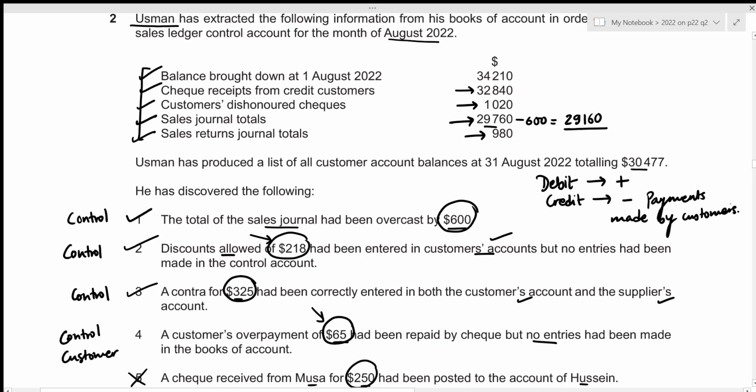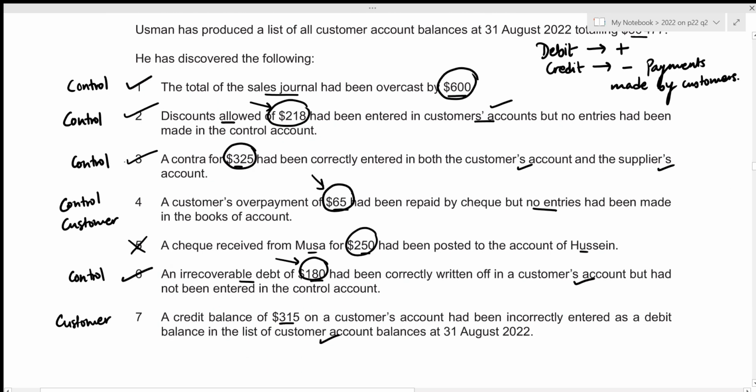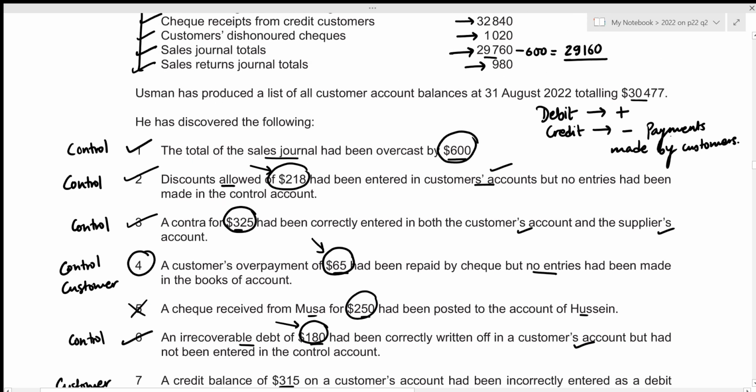Okay, now we need to include or adjust the information number 4. In this information, we are told that a customer's overpayment of 65 had been repaid by check. Again, on the credit side or on the negative balance, we only include the payments made by customers. And this 65 is a payment made by us, which means that this will be recorded on the debit side, which just means that we need to record this amount of 65 as a positive amount in order to figure out the amended customer account balance.